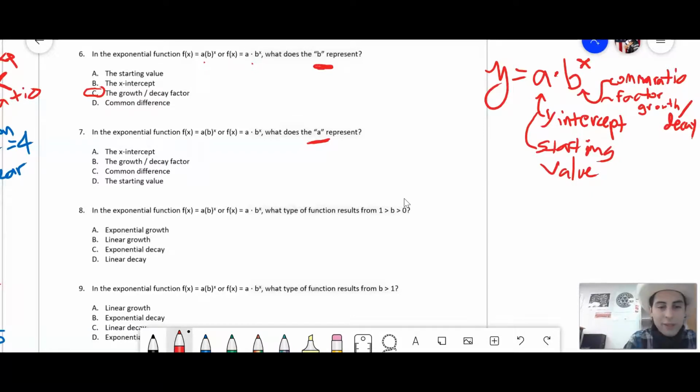So it would be letter D. It's not a common difference, it's not a growth or decay factor, that was b, and it's not the x-intercept. So make sure you know what a and b stand for using this terminology.